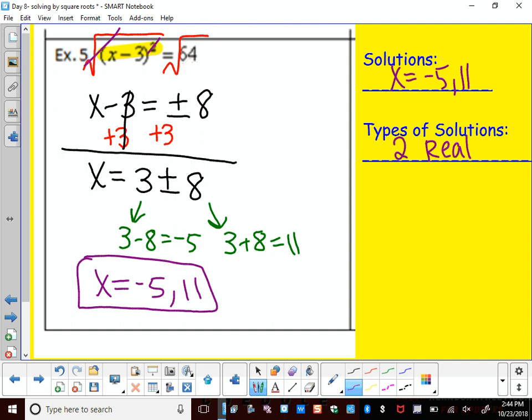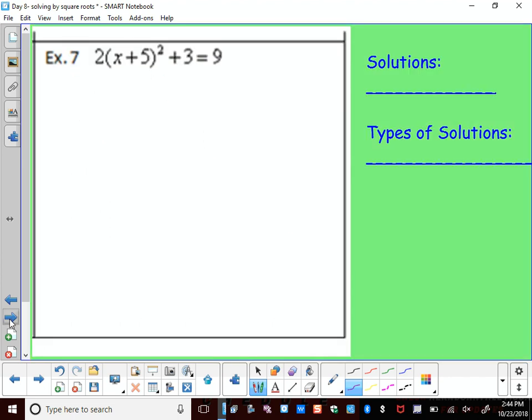Alright, so let's look at number 7. I'm going to highlight, y'all can underline if you'd like, the important part. So whatever's attached to your square is important. That 2 is not inside the parentheses, not important. Plus 3, not important.